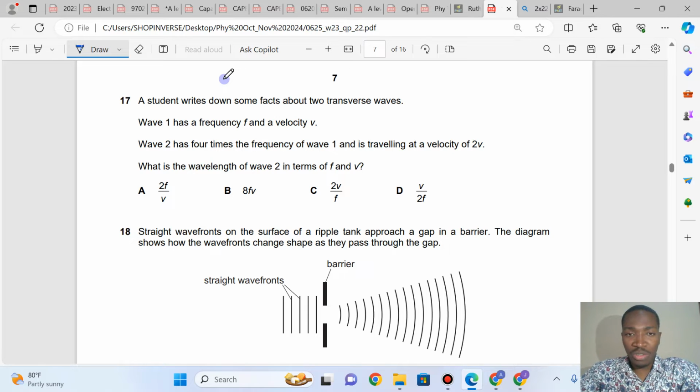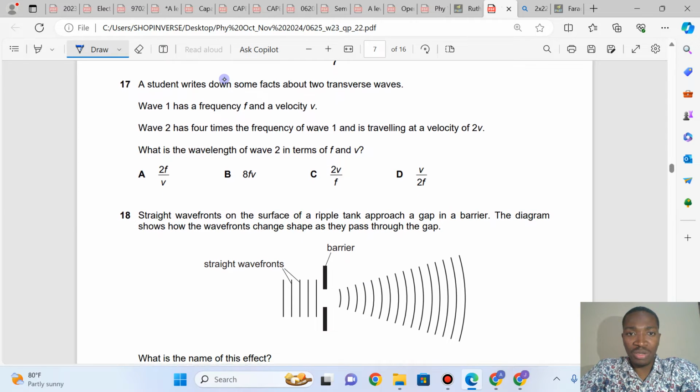In a multiple choice exam, do not leave any question unanswered. If your time is almost up and you've not answered many questions, just make sure you pick.